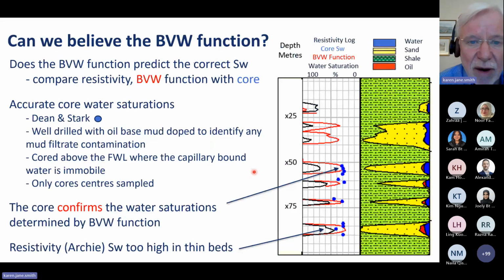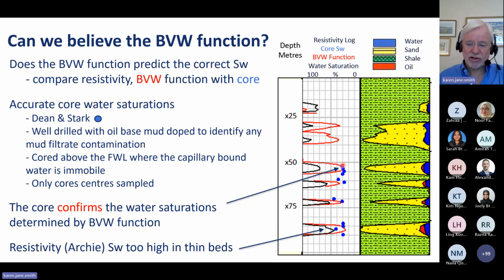Now, can we believe our BVW function? We need to do a beauty contest. We need to convince ourselves that this BVW function is working. So how are we going to do that? What we're going to do, we're going to derive water saturation from the resistivity log shown in black here. And we're going to derive it from the BVW function shown in red. And we're going to compare that with the core water saturations.